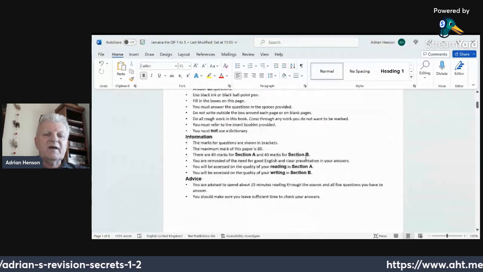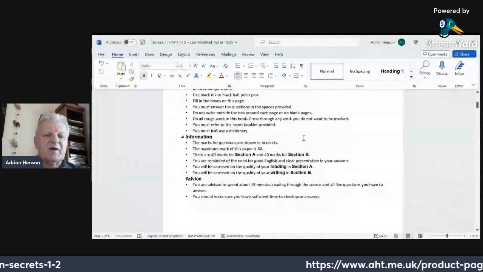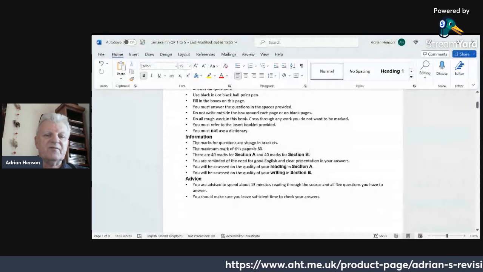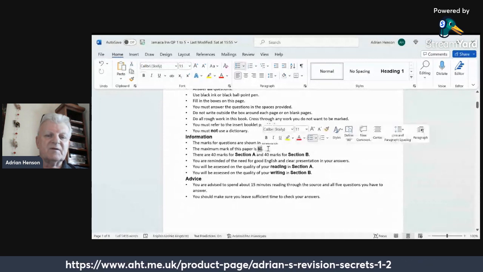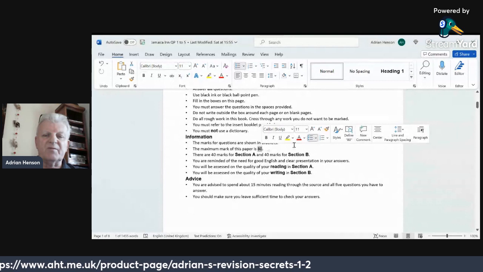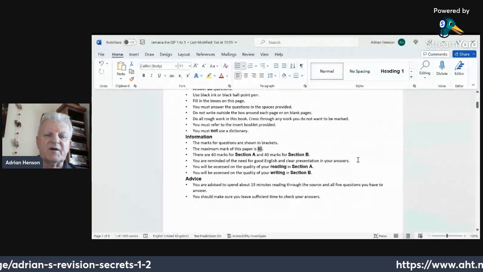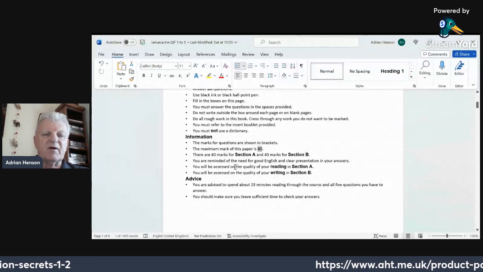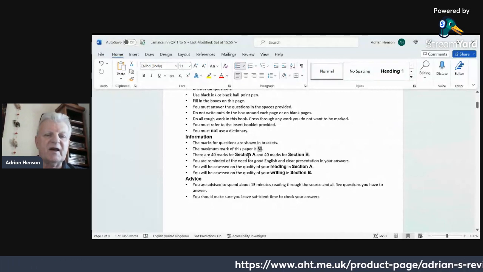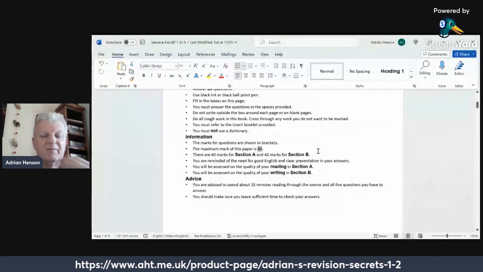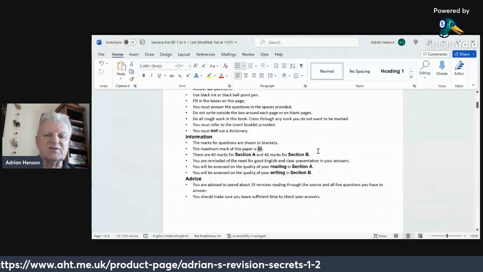Now with AQA Language Paper 1 and Language Paper 2, the maximum mark for each paper is 80 marks. And that's important to know. And that's a simple understanding of it. And there are 40 marks in section A and 40 marks in section B. So it's split between those 2 sections, section A and section B.